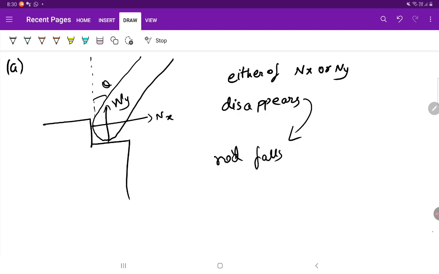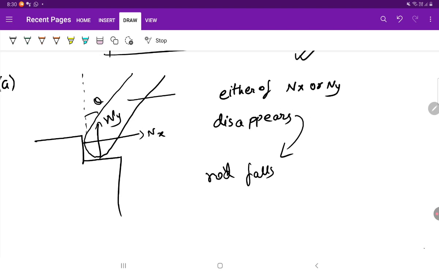Yeah, of course. Assume that nx has disappeared, means the rod will be accelerating in this direction, so it will slip and skid outwards. If ny is lost, then again it can be regained, but if nx is lost, then it will obviously skid. It cannot come back to its original position. So one thing we can say is that if nx disappears, then the rod will fall, right?